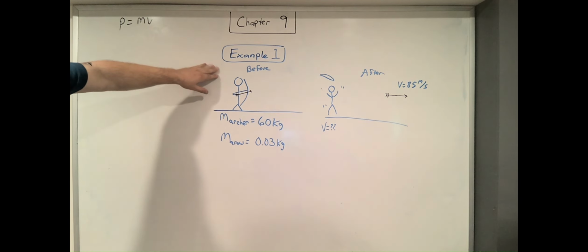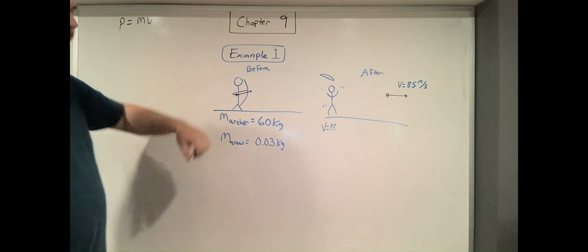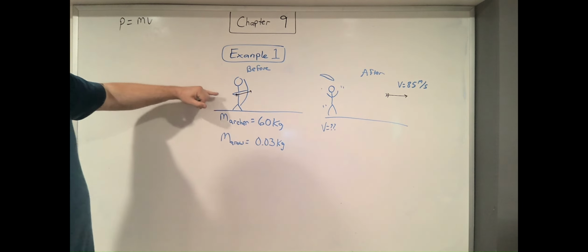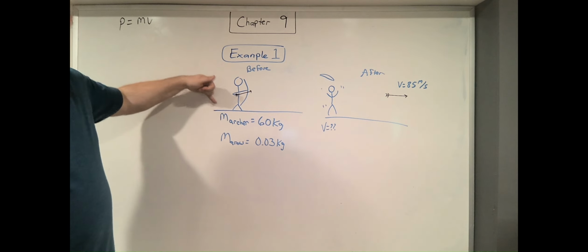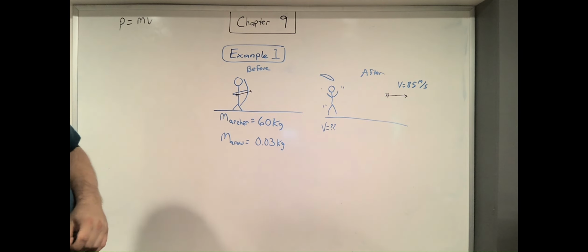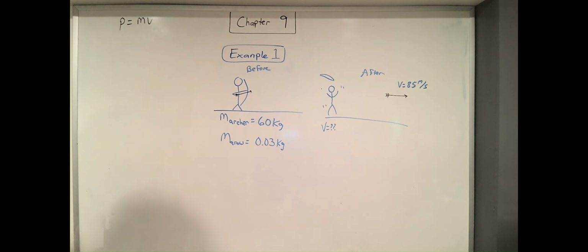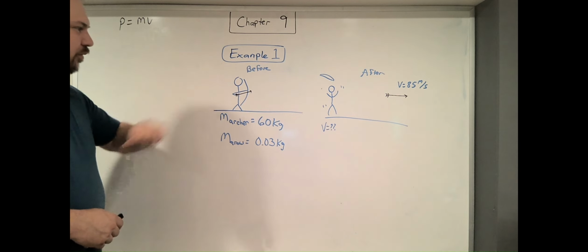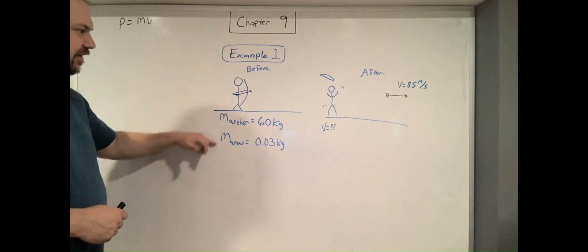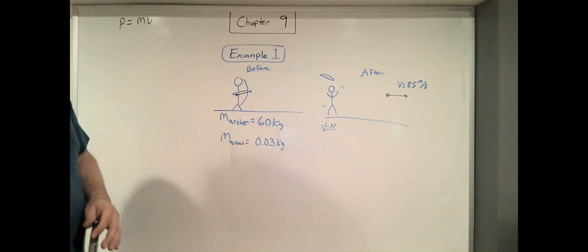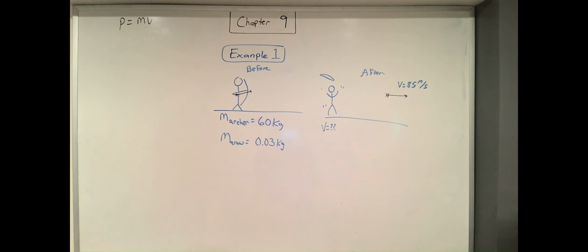In the before, I have an archer. He's got a bow and arrow, and he's ready to launch his arrow. Everything is fine, except he is standing on some ice, and that ice is frictionless. Very, very slick ice, so I don't know, he's out hunting in the winter or something. Well, what's going to happen? I've got the mass of the archer, and I've got the mass of the arrow, and you can see the arrow is much lighter than the archer. But the question here is, what's going to happen when the archer releases that arrow?